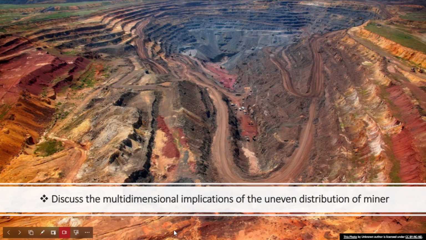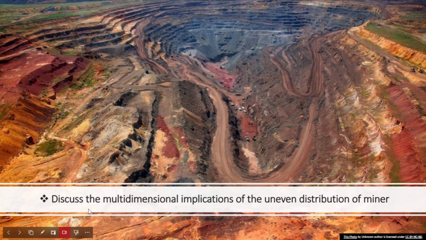Okay, so the next question is with respect to the multi-dimensional implications of uneven distribution of mineral resources. So yes, in different parts of the world, the minerals are unevenly distributed. For example, if you look at oil minerals, we all know that they are concentrated in the Middle East or West Asia. When it comes to rare earth metals, they are mostly located in South America and even in Central Asia. So therefore, the mineral resources are unevenly distributed.